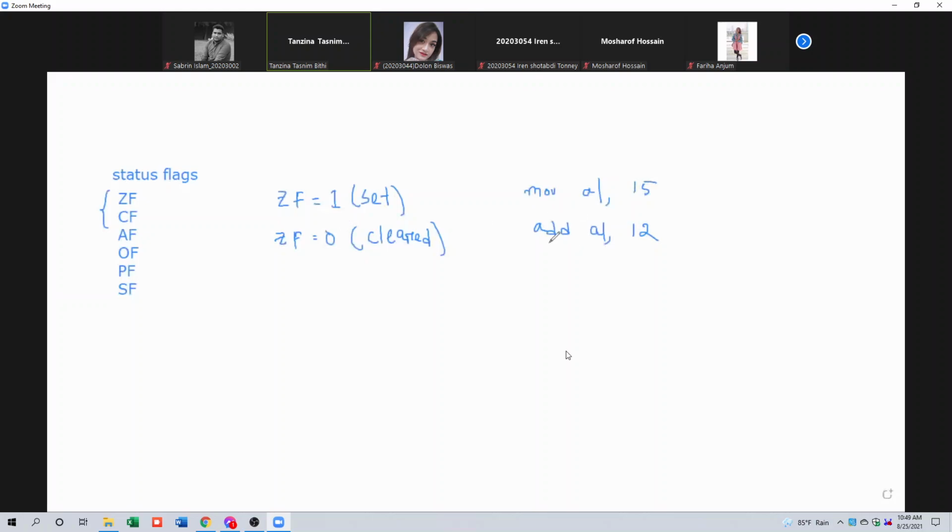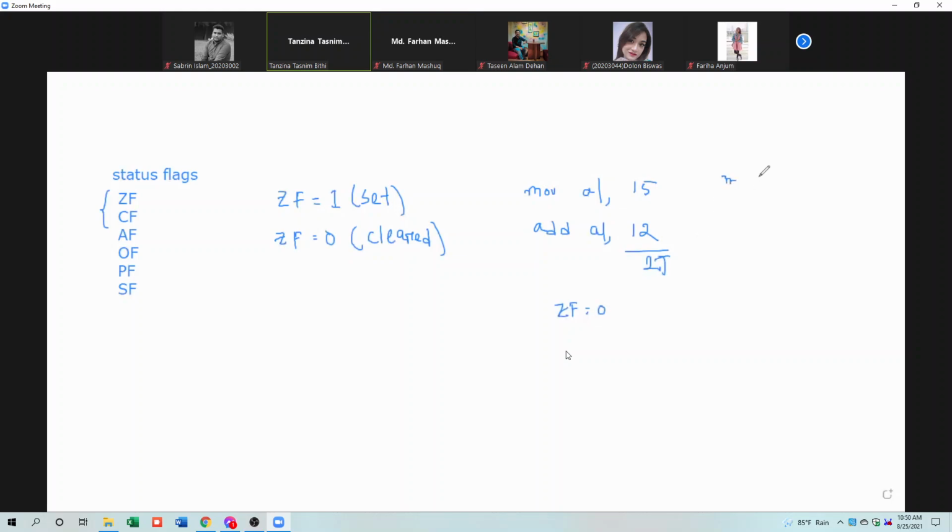So what will be the result of this addition operation? AL is an 8-bit register, right? So we can write the binary representation. Yes, the result will be 27. The result is 27, which is not 0. That's why the zero flag will be 0, right?